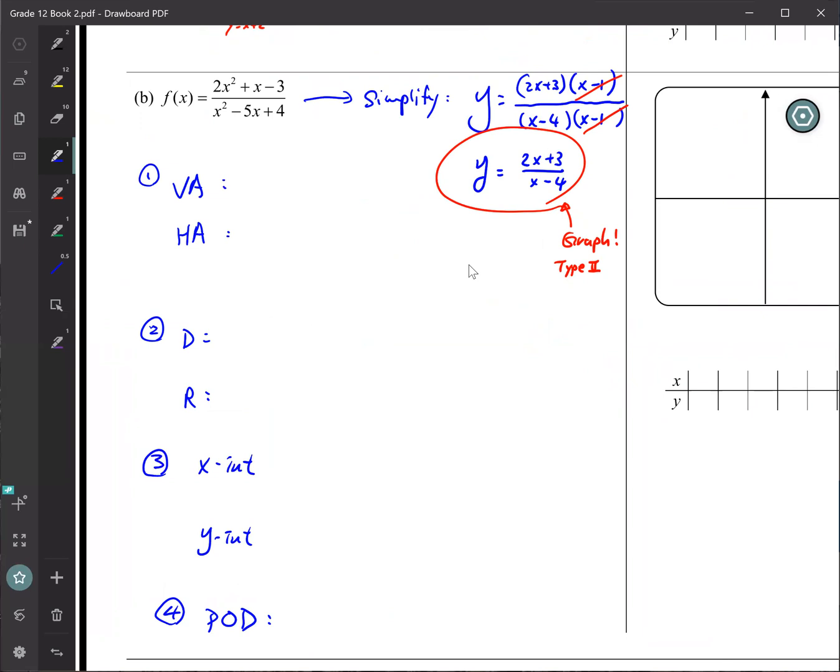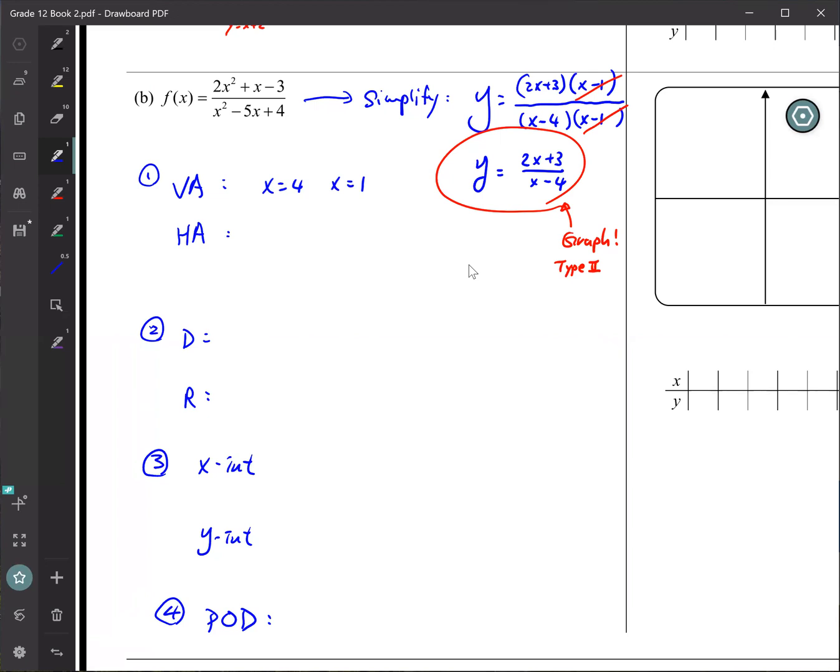All right, so Eric, what's your vertical asymptote? 4 and 1. You have to tell me the variable. X equals 4 and 1. So you have 2 vertical asymptotes. X equals 4 and x equals 1. Oh, no, just x equals 4. How come? Because we use the simplified version to graph.